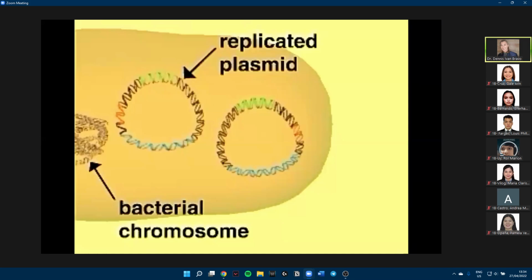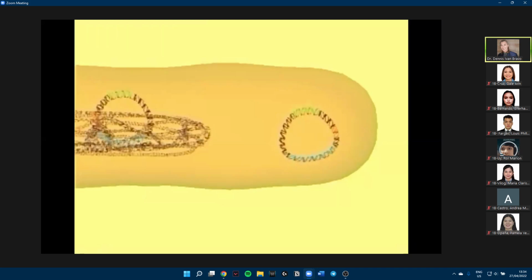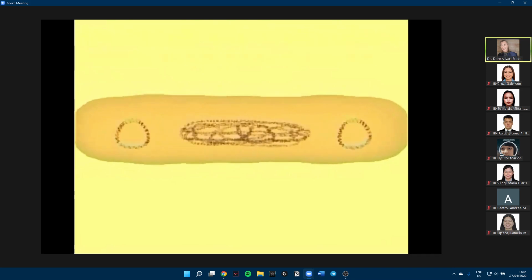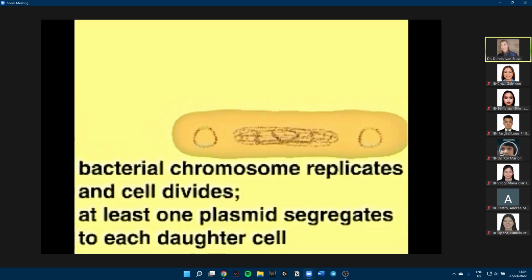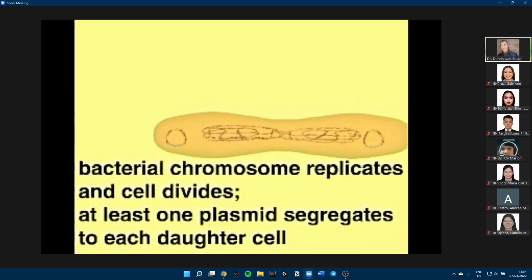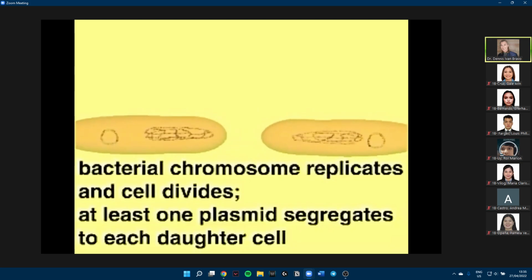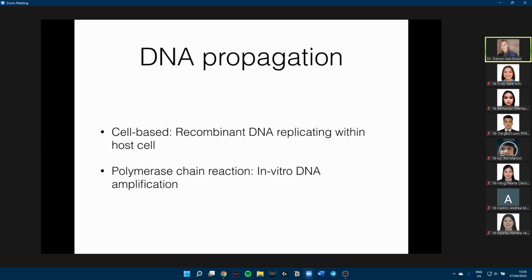So every time the microorganism undergoes binary fission, a copy of that recombinant DNA plasmid is segregated equally within the host daughter cell. Imagine this happening trillions and trillions of times. We now have propagated the recombinant DNA. All right, so we're finished now with cell-based propagation of DNA. Let's go to the next method, an in vitro process called PCR.